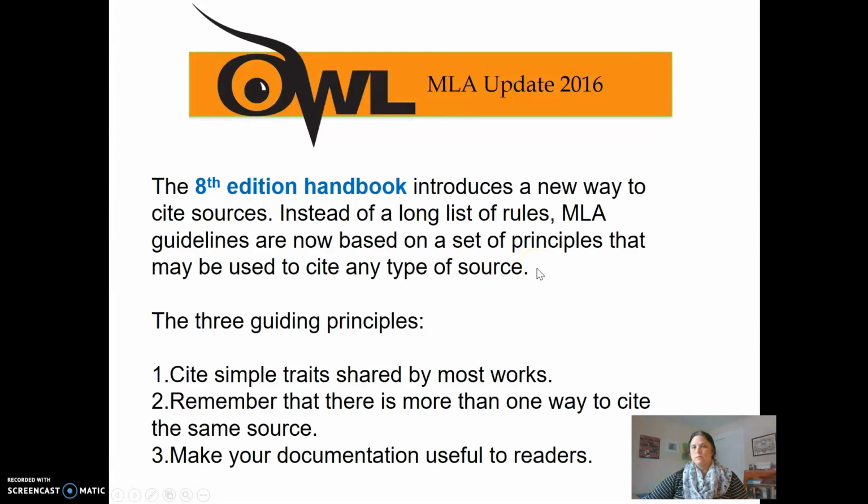Part of the reason for this is that there are so many different types of sources now with electronic sources that they want to try to get a basic guiding principle as far as what you cite first. And I'll show you an example of that. But the basic changes are that you cite the simple traits shared by most works, things like the author name, the title, and then there are different categories down the line. Remember that there is more than one way to cite the same source, so that's a big change. As long as you're trying to put all of the 3 guiding principles in there, it's not an end-all be-all. It's just the fact that you need to have certain information to cite your source.